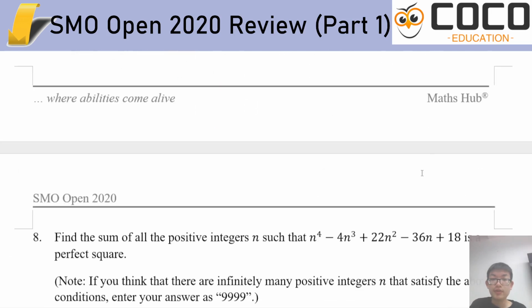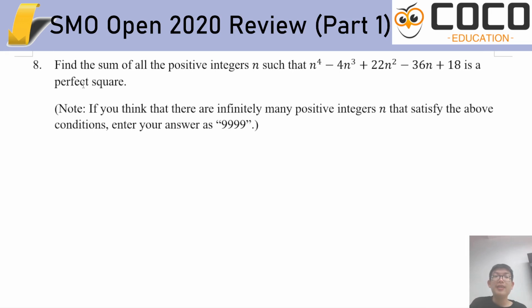Okay. Question 8. Find the sum of all the positive integers n such that n to the 4 minus 4n cubed plus 22n squared minus 36n plus 18 is a perfect square. I don't see much here immediately, but it asks me to see if it's a perfect square. So I would like to try to complete the square. This is a fourth power, but completing the square is going to give me a similar logic anyway.